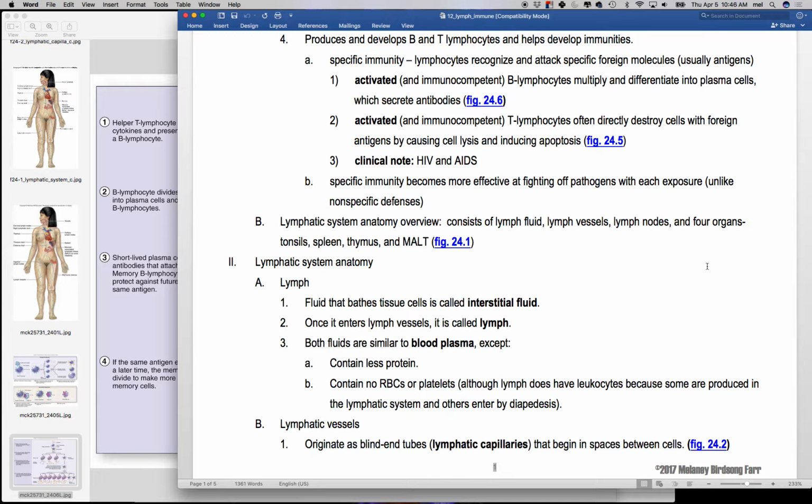And this gets really complex. They also go into this in a lot of detail in micro. So I'm just going to give you maybe your first exposure, maybe not, I don't know. So here's what your lymphatic system does. It produces and develops B cells and T cells. These are also called lymphocytes. They are a type of white blood cell that is abundant in the lymphatic system.